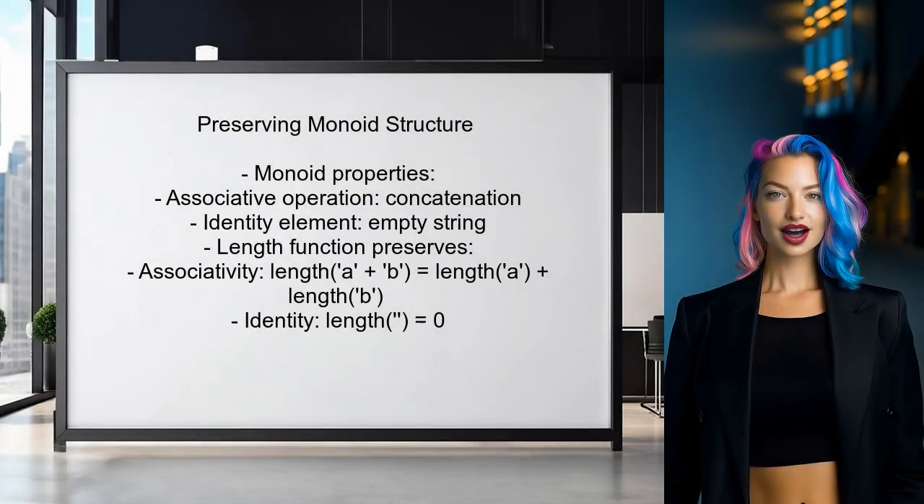Next, let's discuss why the length function preserves the monoid structure. A monoid consists of a set equipped with an associative binary operation and an identity element. The length function maintains these properties when applied to strings.